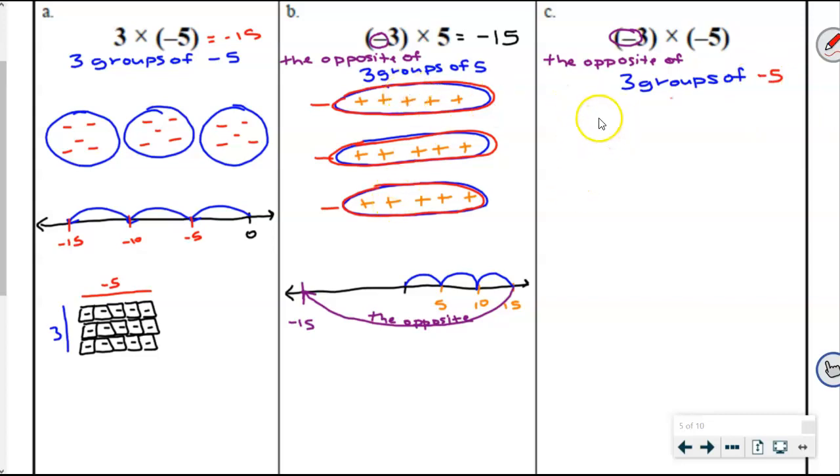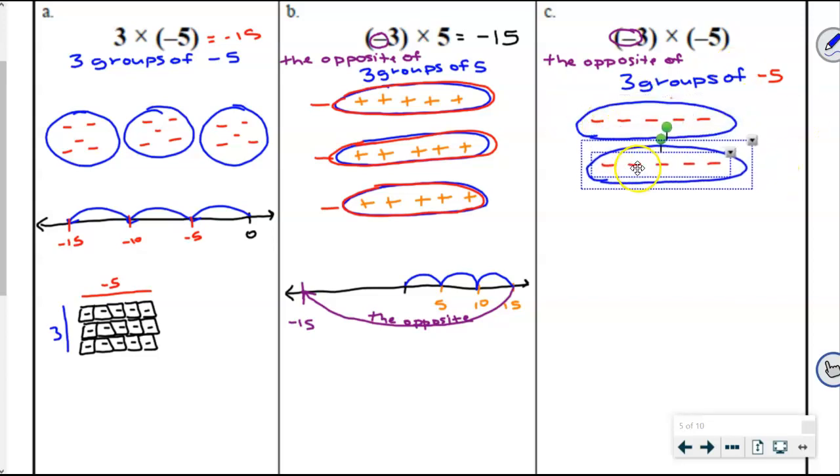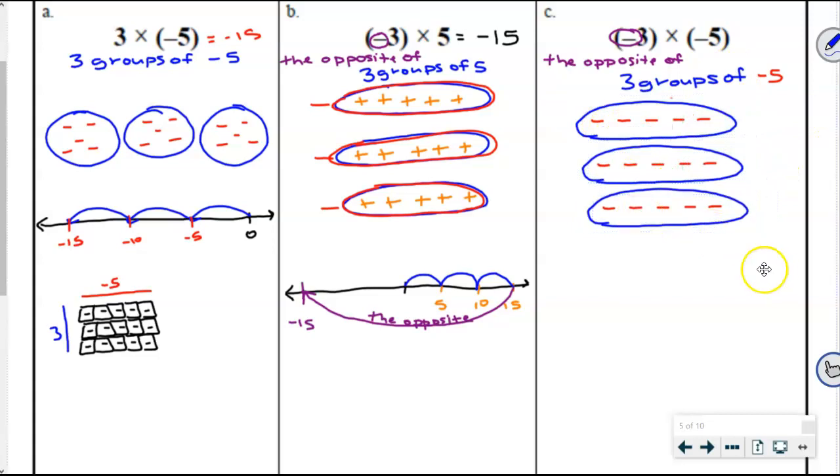Again, this one's kind of hard to model. Similar to this one before, yes, I can draw 1, 2, 3, 4, 5 inside of a group and have 3 of those groups, but then just like before, I've got to turn all of them to their opposite. So the opposite of all of these negatives is now going to be positives. And again, that's sort of hard to model. So let's go to the number line and let's see how we can make this a little bit more clear using the number line.